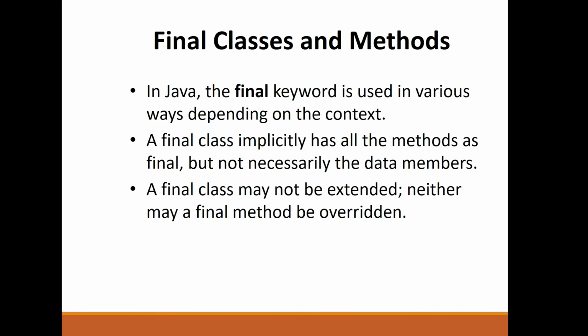So, in Java, the final keyword is, okay, next is final. Okay? So, what is final? The final keyword is used in various ways depending on the context. A final class implicitly has all the methods as final, but not necessarily the data members. Okay? So, ibig sabihin, once you place a final on a class, it means all the methods are final, but the attributes are not.